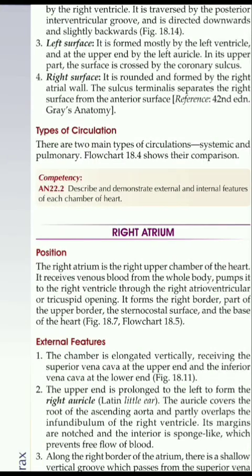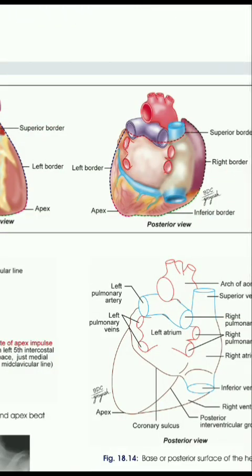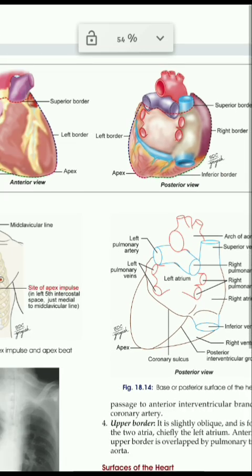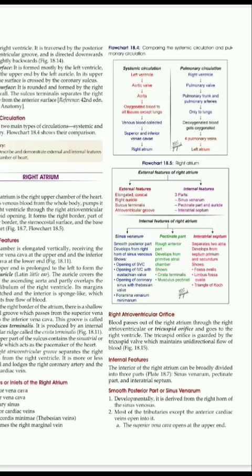The right atrium is basically the upper chamber of the heart. It receives venous blood from the whole body. The right atrium collects blood from the superior vena cava and inferior vena cava. The superior vena cava collects the blood from the superior region of our body, that means the head, neck and upper limbs. The blood of our lower limbs goes through the inferior vena cava. So these two venae cavae meet in the right atrium.